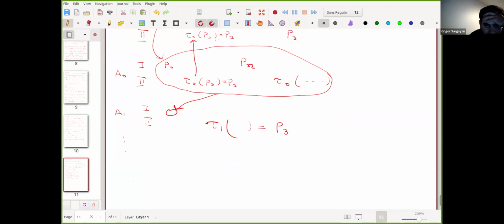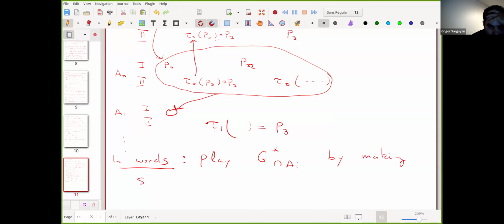So how can we describe this in words? I don't want to write down the actual strategy. Play G star of the intersection of the A_i by making sure that all the A_i are used by two infinitely often.